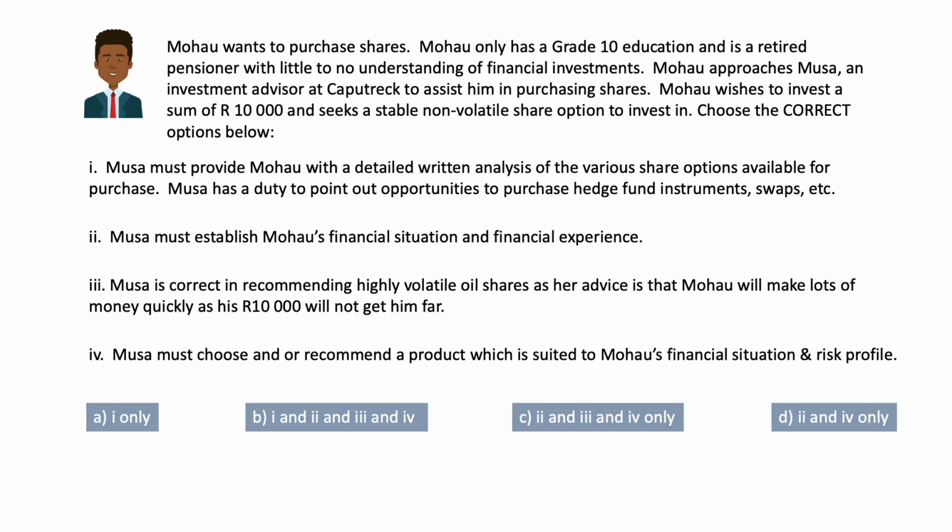Pause the video here for a few minutes and read through the question and options provided before answering the question. The answer is option D, being statements 2 and 4. Statements 1 and 3 are not correct because Musa should be considering that Mohau is retired and not educated in financial investing, and therefore it would not be appropriate to provide Mohau with such risky options.